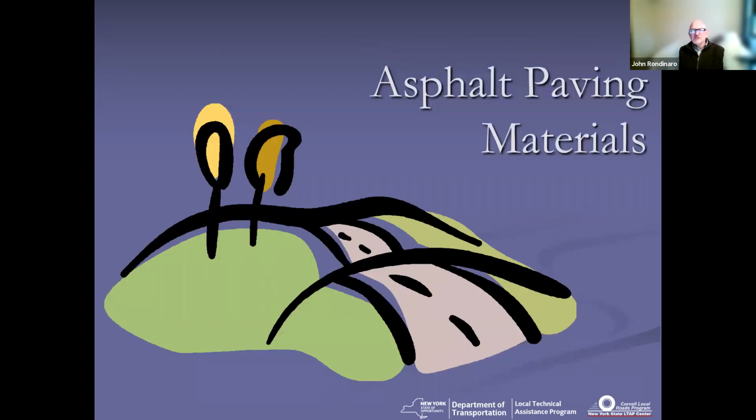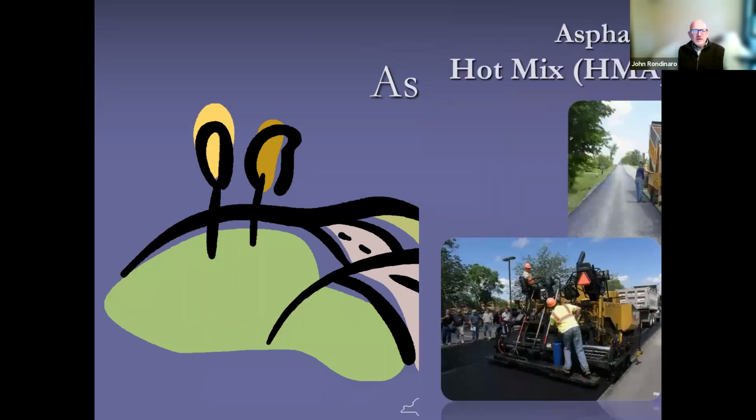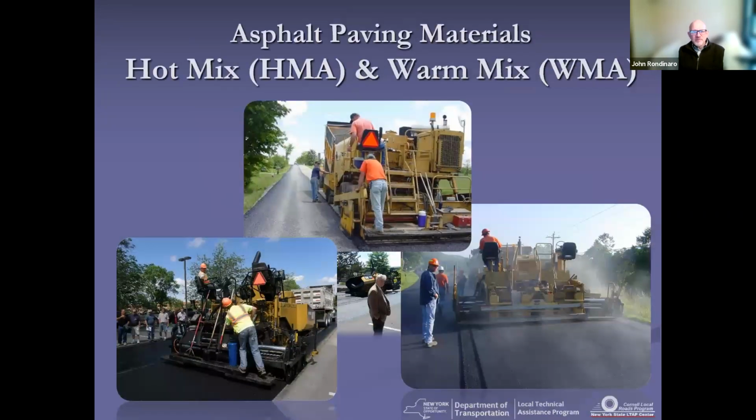All right, that's a good segue. Let's talk about our asphalt paving materials a little bit more. In terms of our paving materials, we've got hot mix, HMA, we've got warm mix, WMA, and we've got cold mix. We're going to focus on hot mix and warm mix today because there's some big changes coming in 2023.